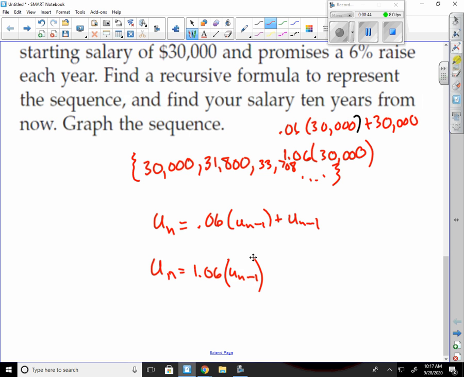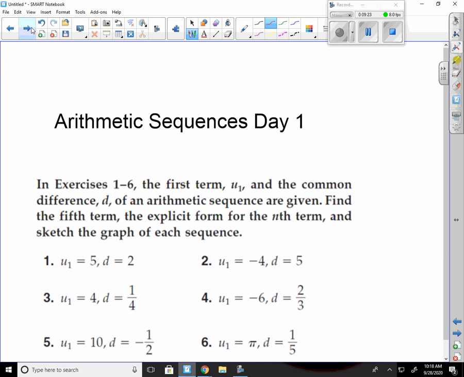Now I just plug this in. If I'm doing it in my calculator and I have a graphing calculator, I can just do 1.06 times 30,000, then 1.06 times answer. And then just keep doing that until I hit the 10th year. And my answer would be U sub 10 equals 50,684.37. Graphing the sequence, you can just go on Desmos and graph it.